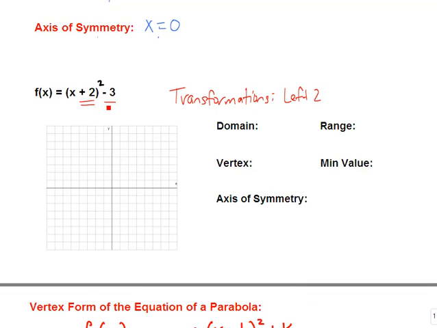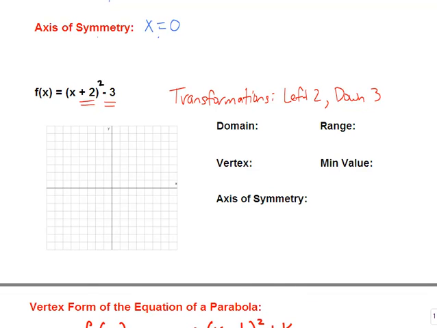And then we also have this minus 3 on the end. Anytime you have a constant on the end outside of your square, that's going to be a vertical shift. And this does do what you would expect. So a minus 3 means we're going to go down 3 vertically. So we have two transformations, left 2 and down 3.